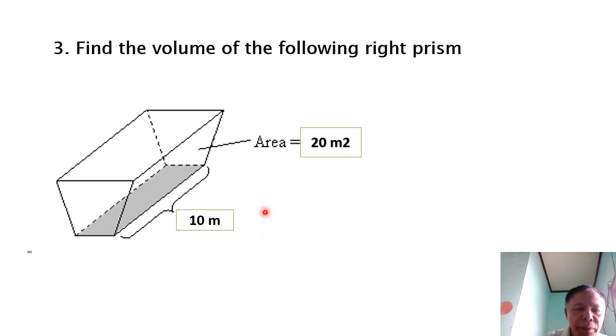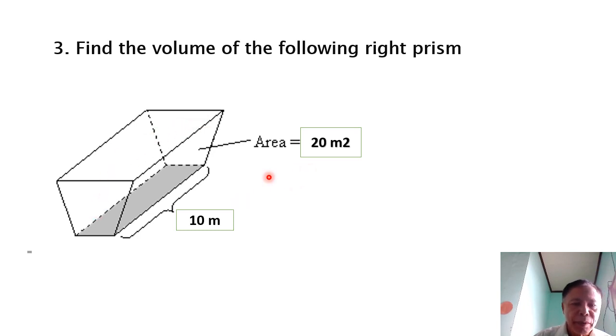On number 3, we have this right prism. The area of this one is equal to 20 meters squared, whereas the length of this one, which could serve as the height, is 10 meters. Since it is a right prism, this area here is equivalent to this area here. By the definition of a prism, this is the bottom and this one is the top, so they are similar.